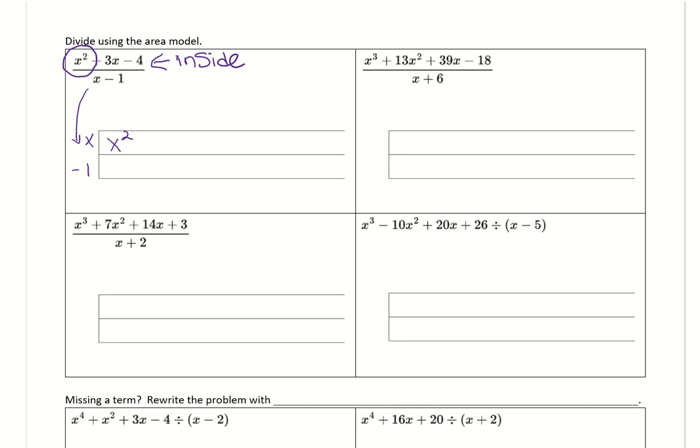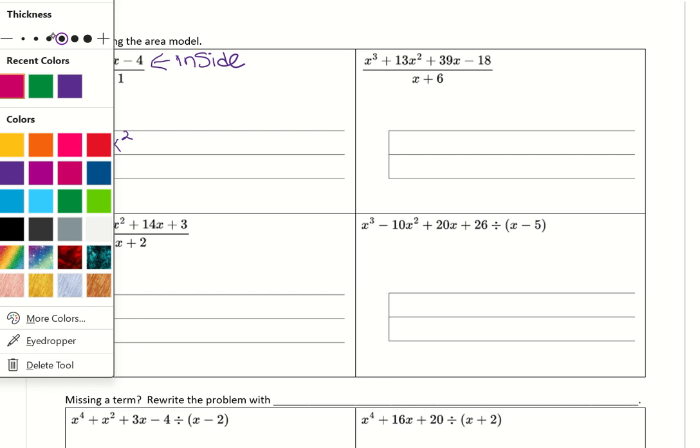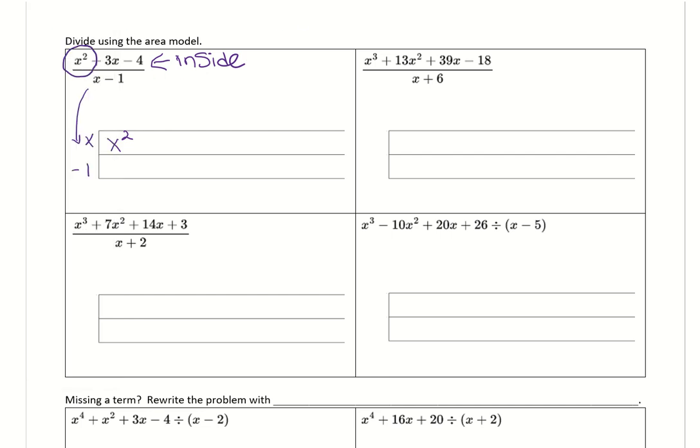Now we're going to think about what goes in the blank. So that will be a true statement. We have an x here, so what needs to go up top to make this true? X times something gives us x squared. So that something is x. When we do this, it allows us to automatically fill in what's below. To get what's below, we're going to do -1 times x, which is -x.